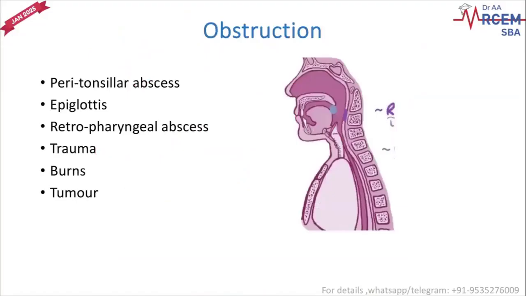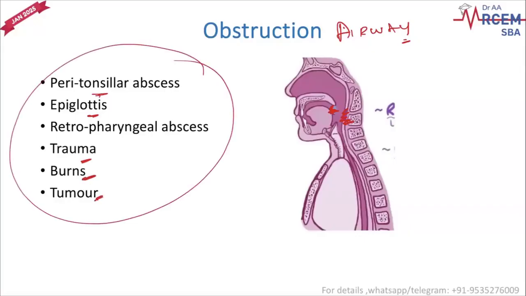Next thing is the obstruction. What we are looking out for is whether there is any mass or any structural abnormality present which can cause obstruction to the airway. For example, in the tonsils, if there is an abscess behind the tonsils, a peritonsillar abscess, it can cause obstruction of the airway. Epiglottitis, inflammation of the epiglottis, can cause it. Retropharyngeal abscess can cause it. Any trauma to the neck, a circumferential burn around the neck, any tumors in the neck, all can cause obstruction of the airway. If there is a suspected obstruction of the airway, then it becomes difficult to intubate.